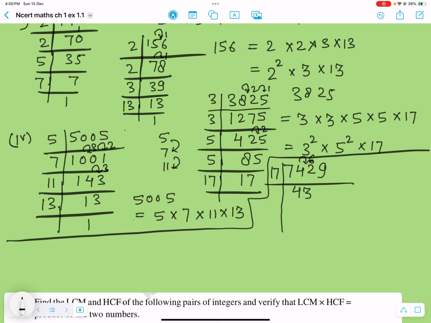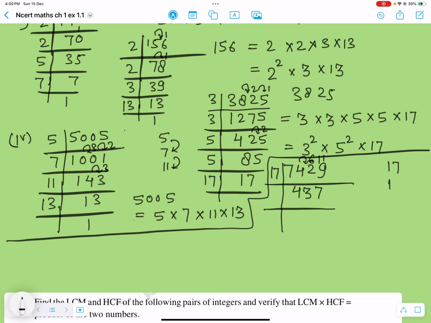So 17 3s are 51. Remainder is 11. Becomes 119. So the number would become 17 7s are 119. All right. So we know it's not going to be divided by 17.